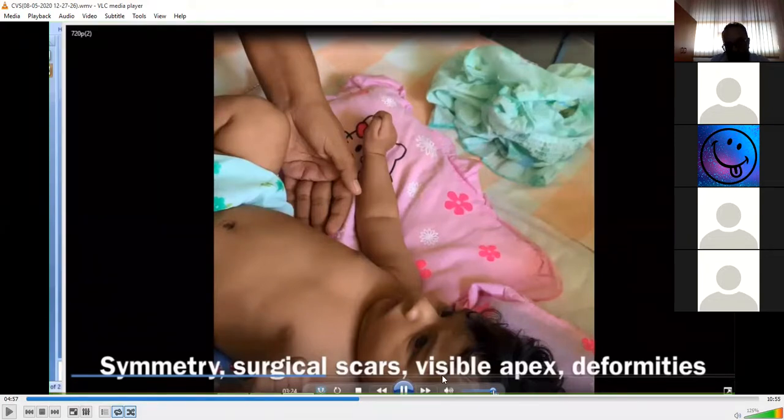And you can see for a visible apex, that means whether the apex beat is visible. It may be either on the left side or right side, because you might get children with dextrocardia. And then finally look for deformities of the chest. Can you name 2 common deformities of the chest children have?